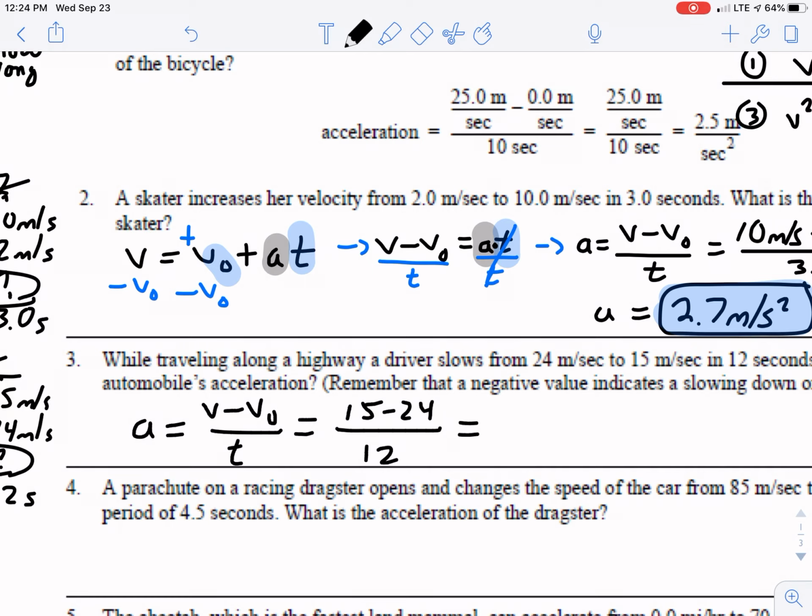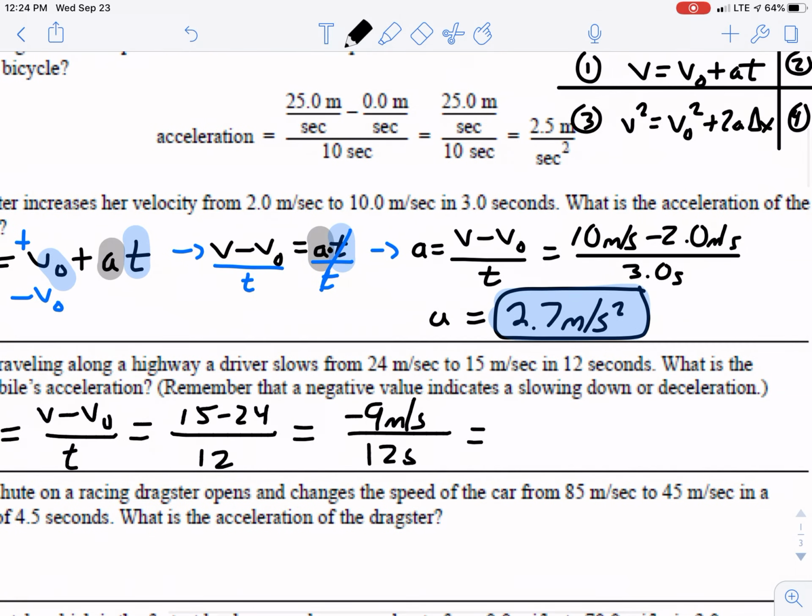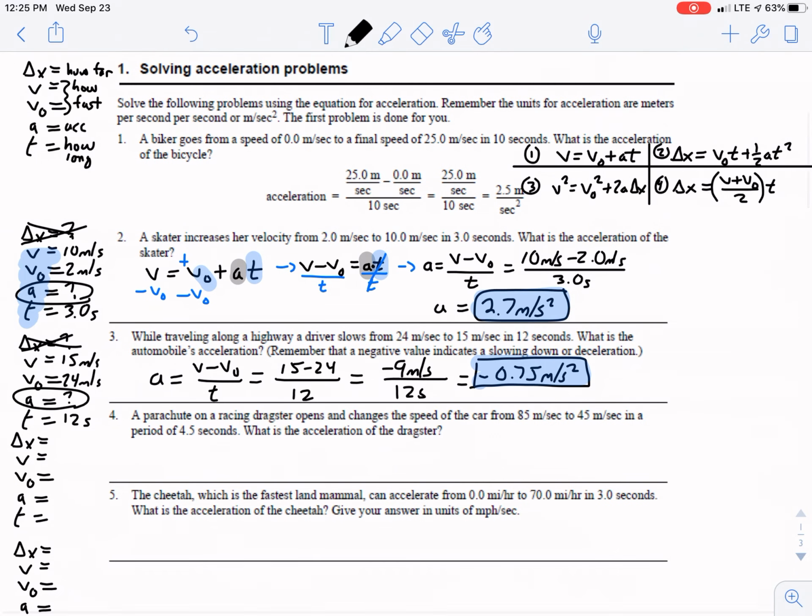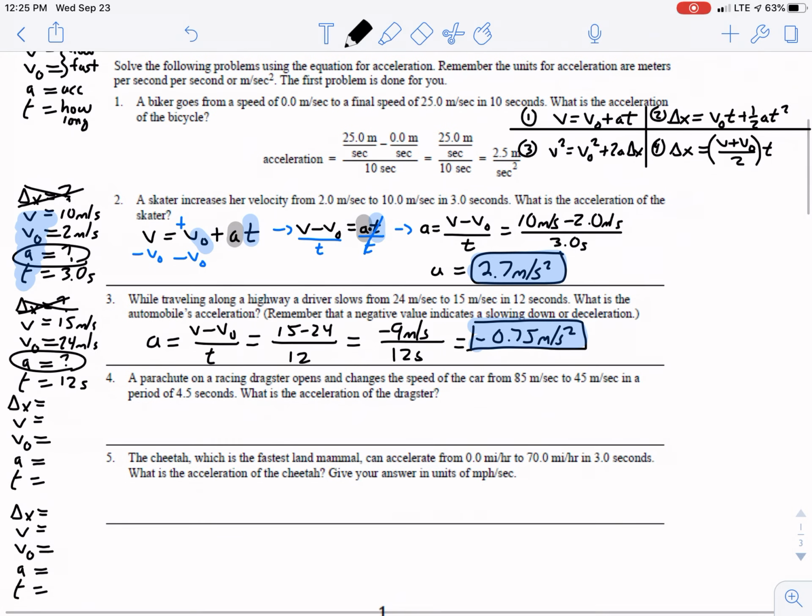This time we're going 15 minus 24 over 12. Well, 15 minus 24 gives you negative 9 meters per second over 12 seconds, and that gives you less than a meter per second squared, about negative 0.75. Negative 0.75 meters per second squared. Again, the significance of the negative means that the automobile is moving forward but slowing down as it is doing so. It's called deceleration.